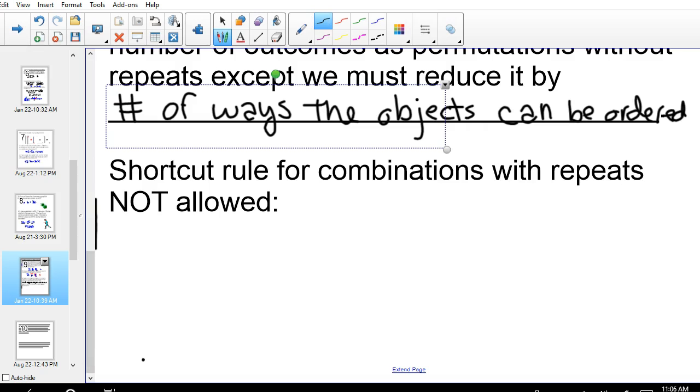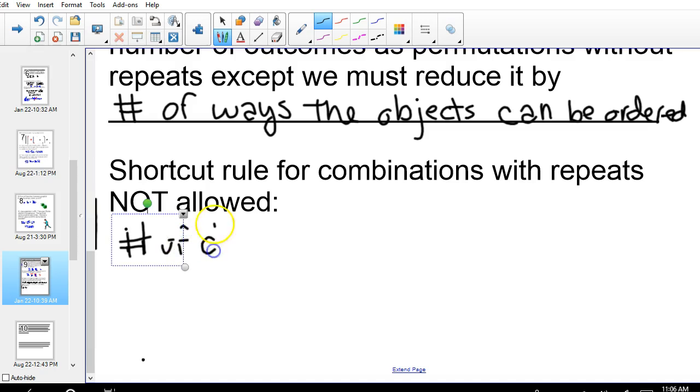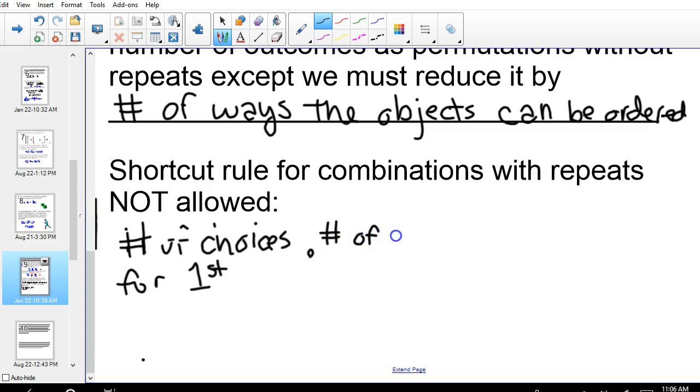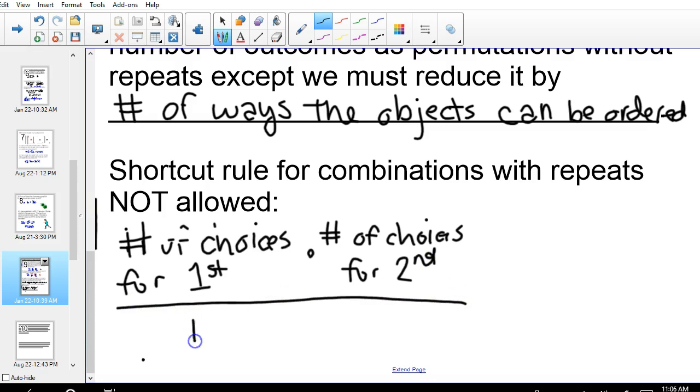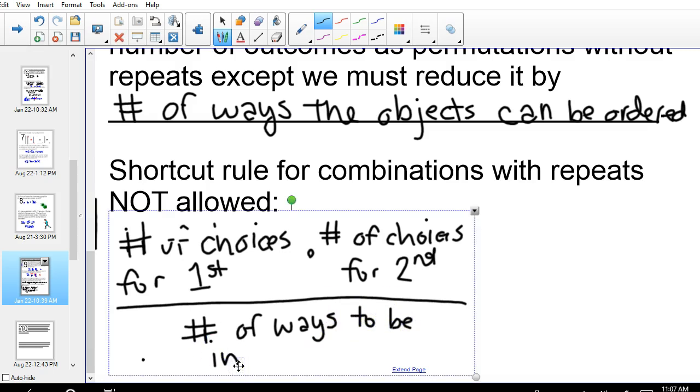We could do number of choices for the first times the number of choices for the second divided by the number of ways to be in order.